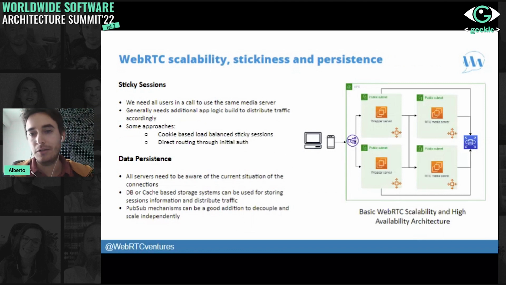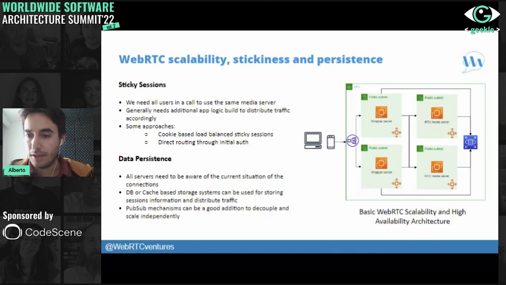And again, talking about scalability, in this diagram on the right, I try to define what a basic WebRTC scalability and high availability architecture would look like. In this case, it is using AWS, but it could be any other cloud service.